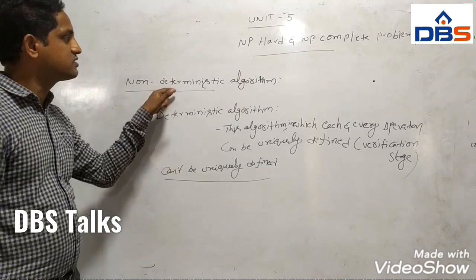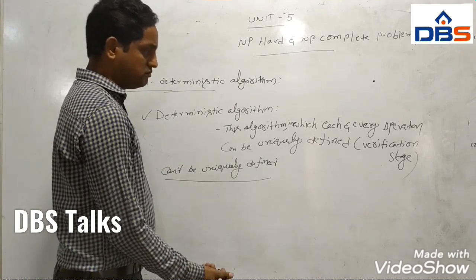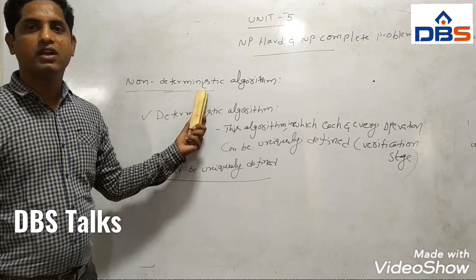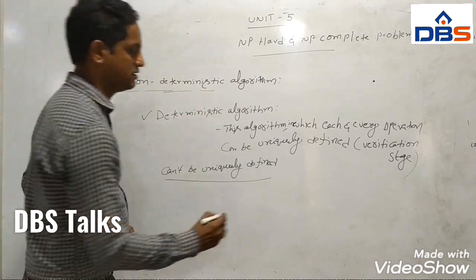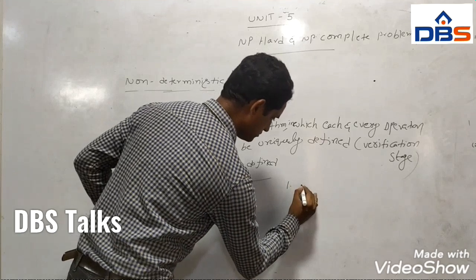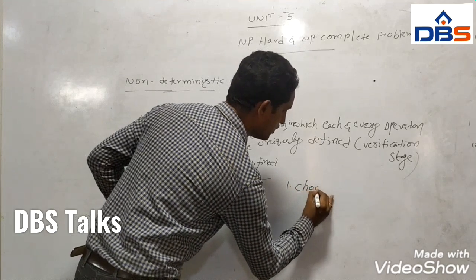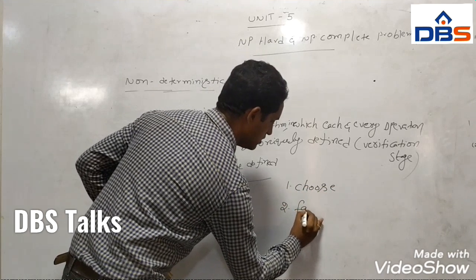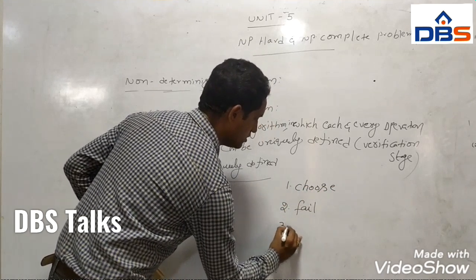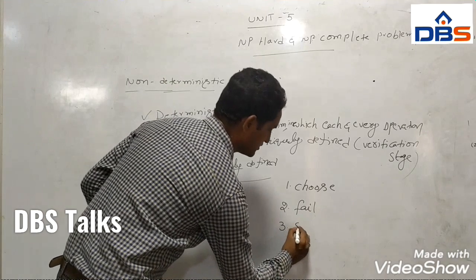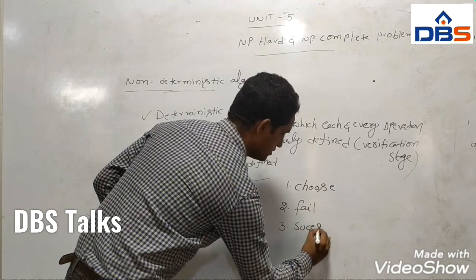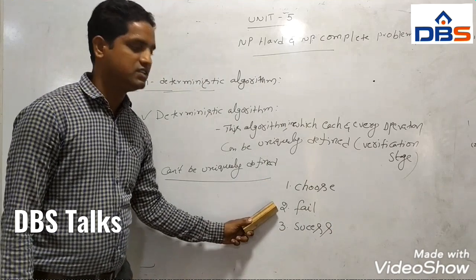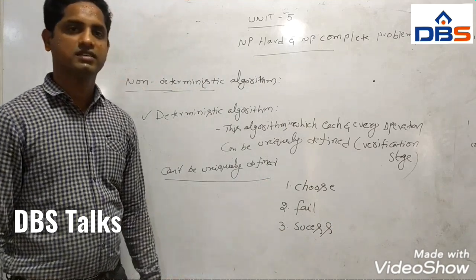And also, the non-deterministic algorithm is divided into three functions. The first one is the choose function, the second one is the fail function, and the third one is success. So first one is choose, second one is fail, third one is success.